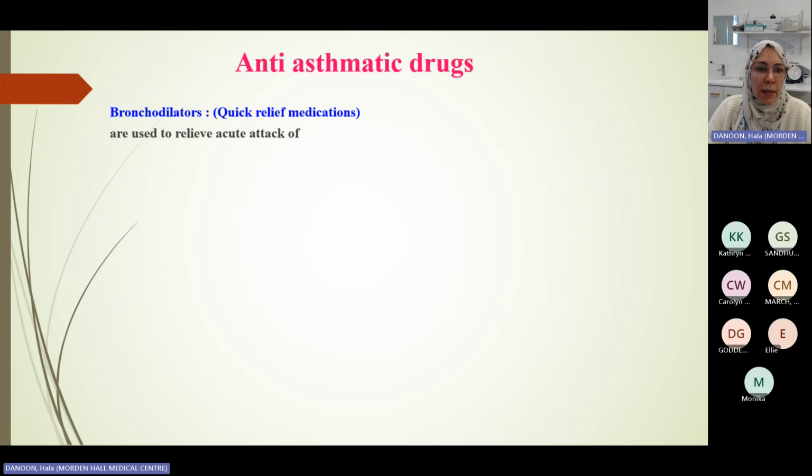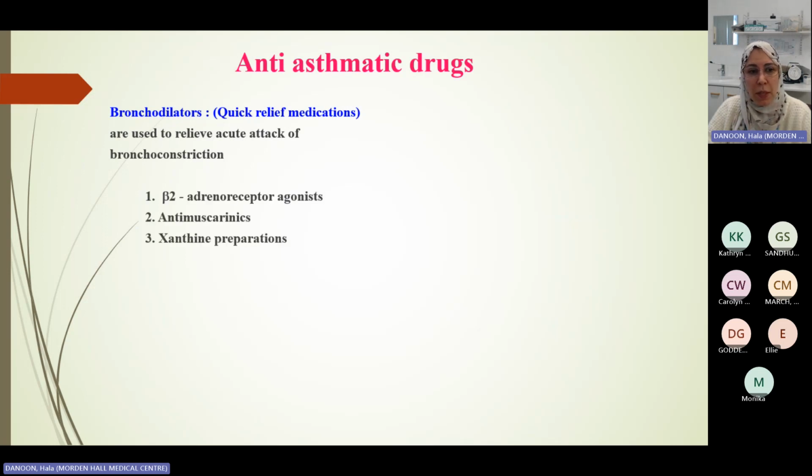Bronchodilators are used for quick relief of attacks, and these are mainly your blue inhaler, or even the Atrovent as well. Xanthine preparations can be used in hospital as IV, but there's no inhalation preparation for it.